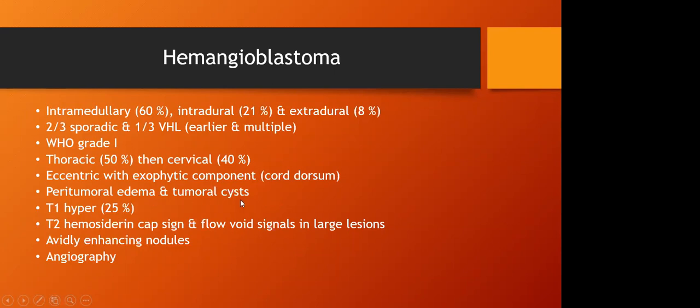Peritumoral edema and tumoral cysts are common. T1 could be hyperintense, depending on the vascular components and the blood components found within the tumor. On T2, the hemosiderin cap sign also is common, with flow void signals in large lesions more than 2.5 cm, avidly enhancing nodules after contrast, and angiography could also be used to show the dilated feeding arteries and draining veins.